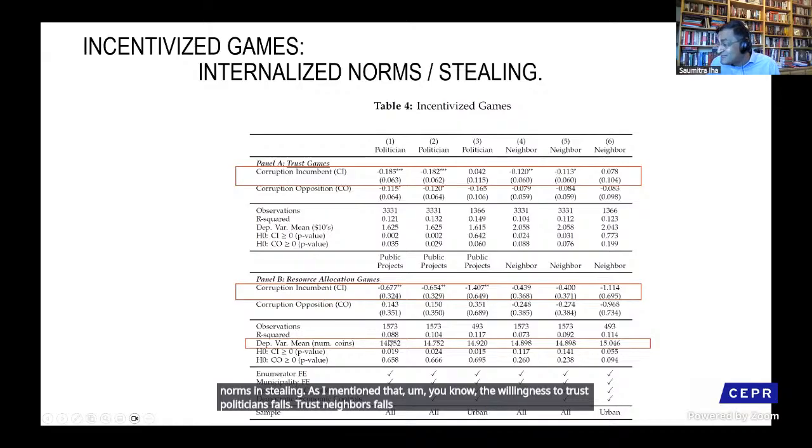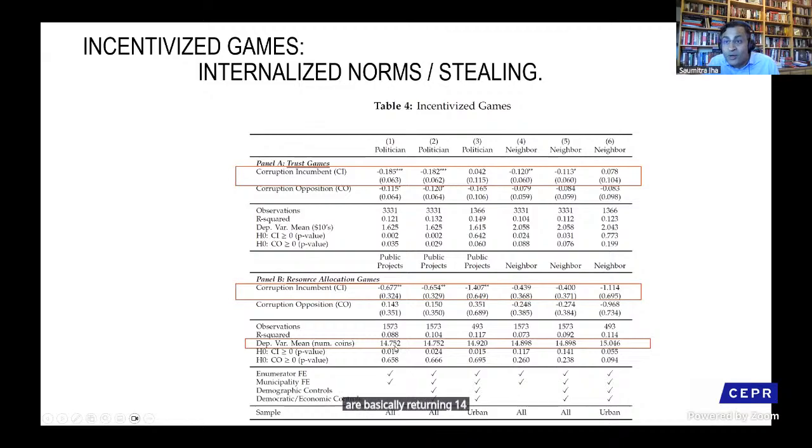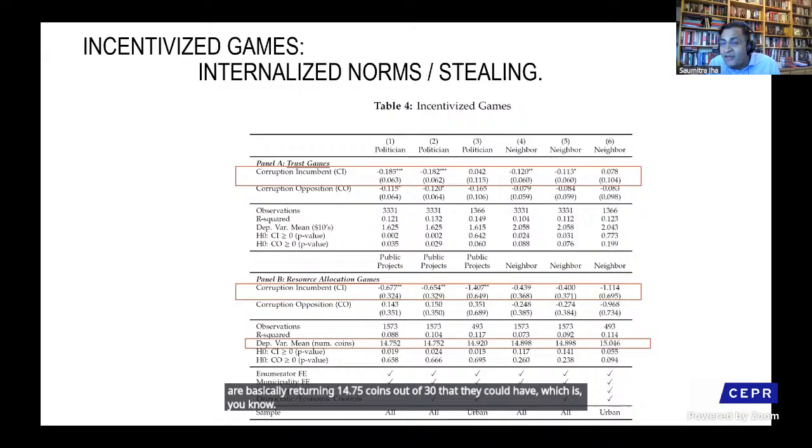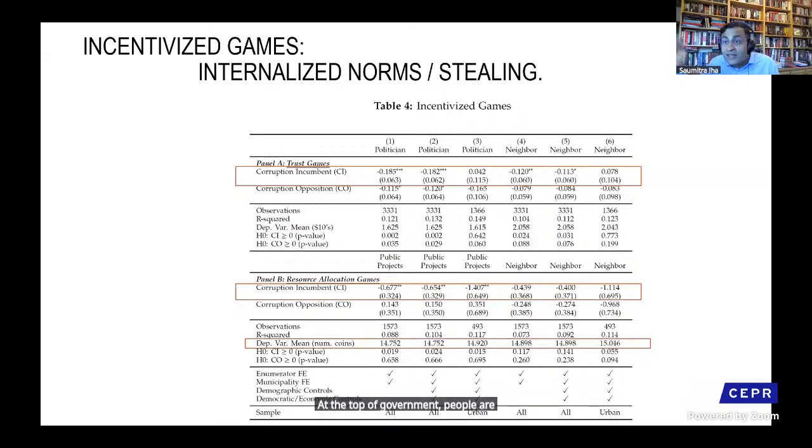The willingness to steal, as I mentioned: on average, people are basically returning 14.75 coins out of 30 that they could have, which is close to what one would expect, 15 heads to show up on average. So this is very close to a very honest norm. However, getting incumbent corruption, seeing that at the top of government people are engaged in corrupt activity, even affects that internalized norm in a negative way.